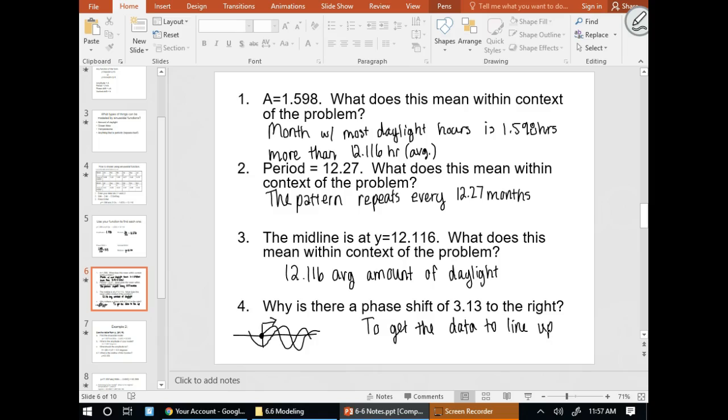Phase shift doesn't have as much of an application as the other three. But it's necessary or you'll be way off on your months. Okay, questions?